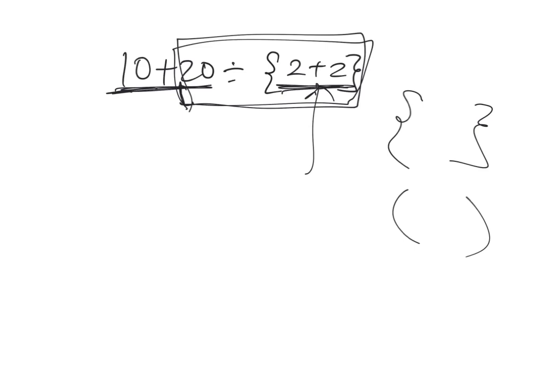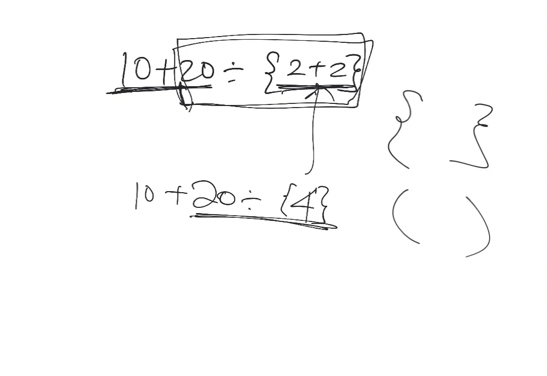Take care of that 2 plus 2, which is 4. So then you have 20 divided by 4, right? And then the 10 plus is waiting. This comes first. So 20 divided by 4 is 5. So 10 plus 5 is 15. So that's how we deal with that part of the problem.